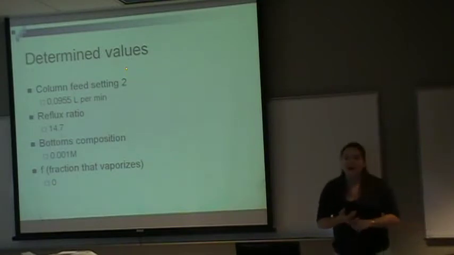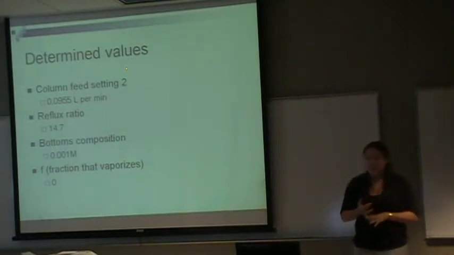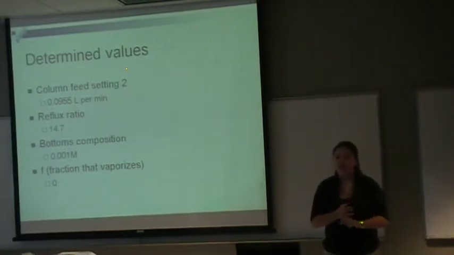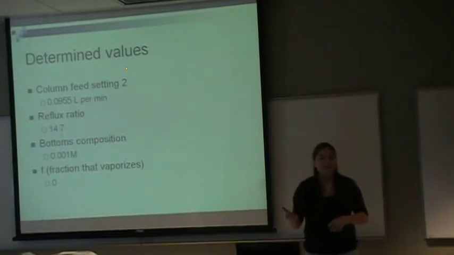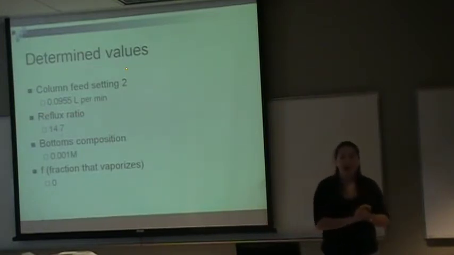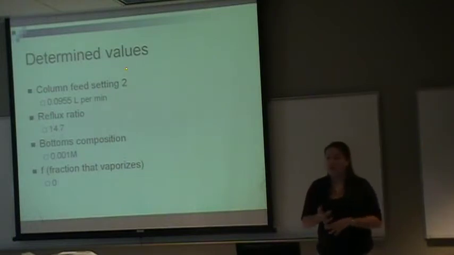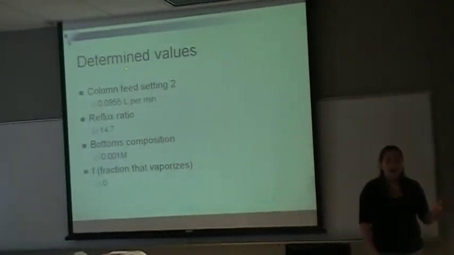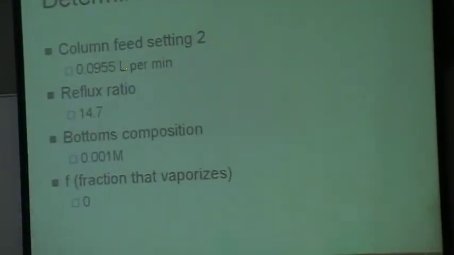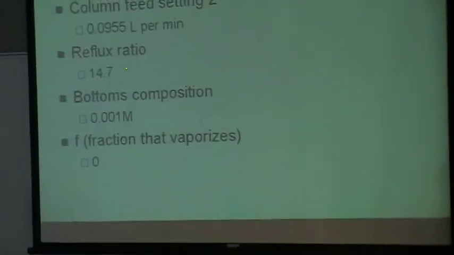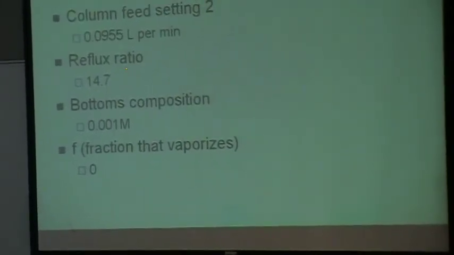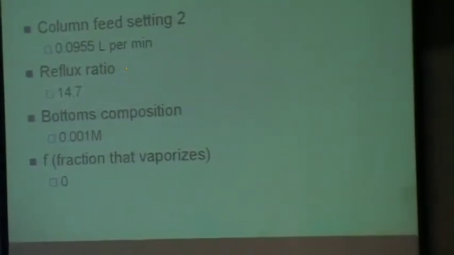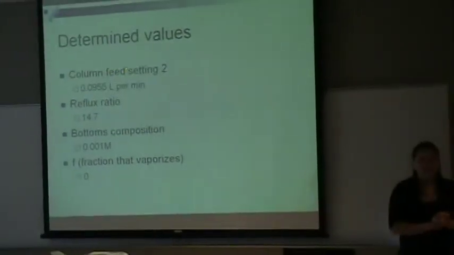We had several determined values. We used a feed setting of 2 on the distillation column. It fed in at 0.0955 liters per minute. By using the program Distill that several people have discussed today, we determined that our reflux ratio was 14.7. We determined this was the minimum reflux ratio we could get by getting 99% as our distillate composition. And we determined our bottoms product composition was 1% methanol, or 0.001 on here. And we determined that it did not need to be heated or cooled, so your F value, your fraction that vaporizes, is going to be 0.